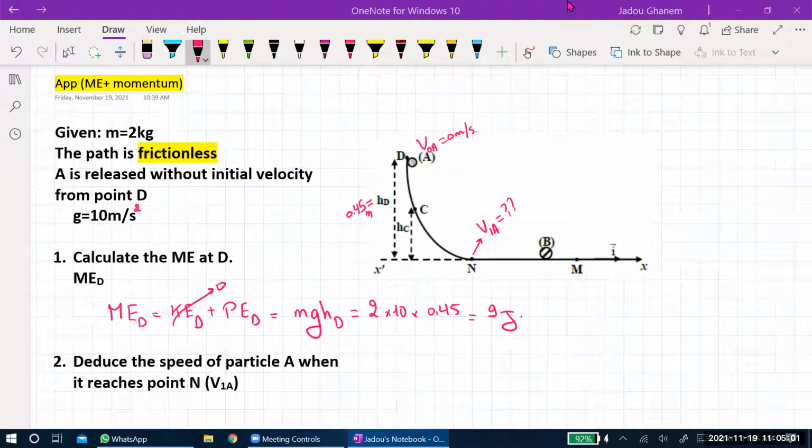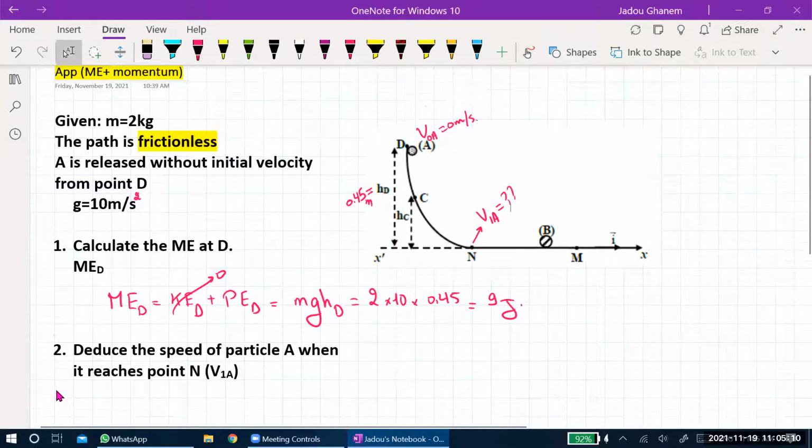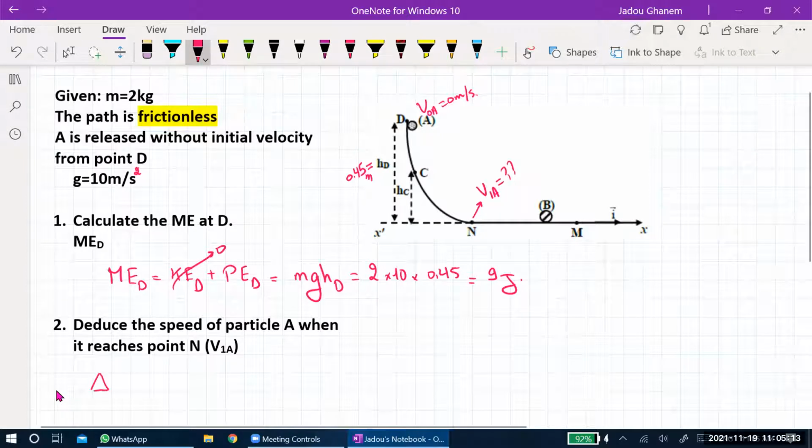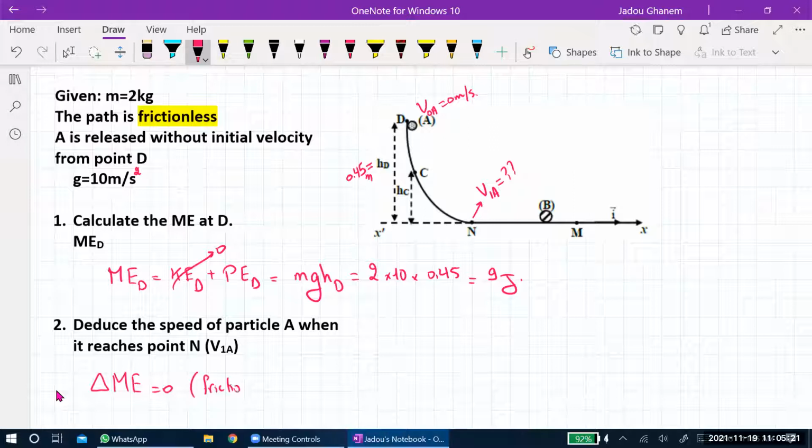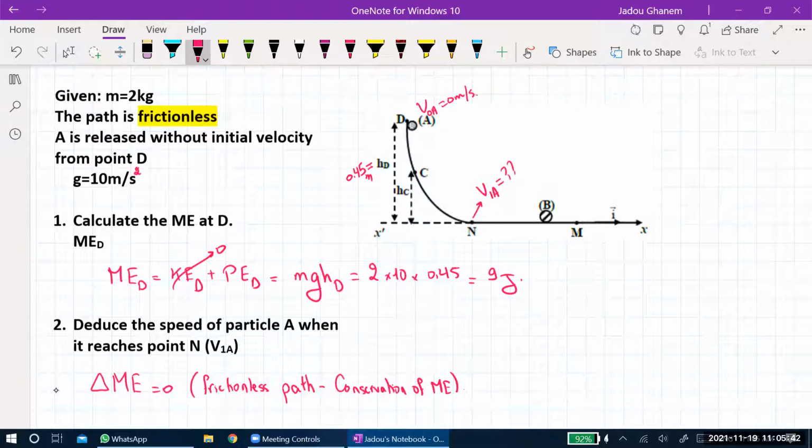Part 2. First, the variation of the mechanical energy equals 0. So delta ME equals 0, since it's a frictionless path, and it's conservation of mechanical energy. Thank you, Danny, for the first point.